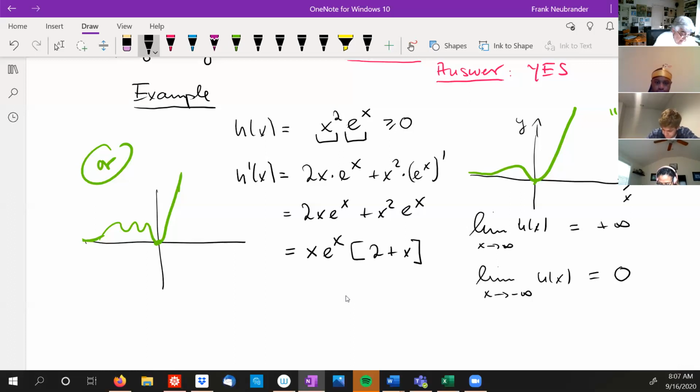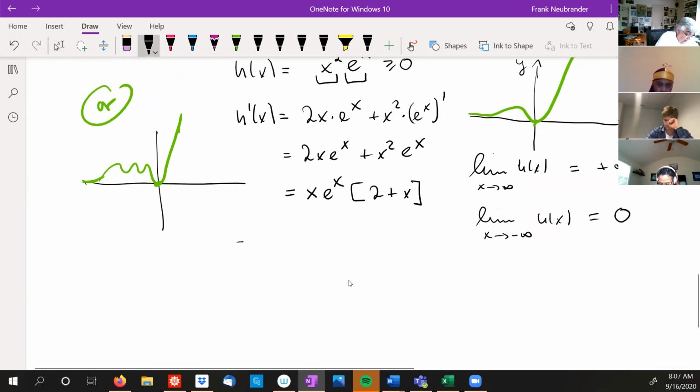Again, 2x e to the x, x squared e to the x. In both terms, you have an e to the x. You can factor this out. In both terms, you have an x term. You can factor this out. So that's what your result is. Now you draw your number line. And you look at the first derivative and see where the first derivative is equal to 0. Well, it is 0 when x is 0. So at 0 we have a 0. And if x is equal to -2, we have a 0.